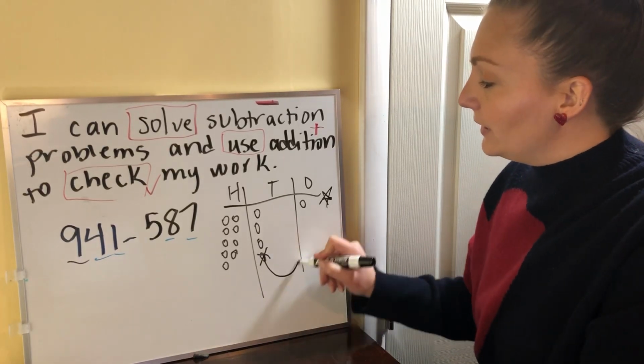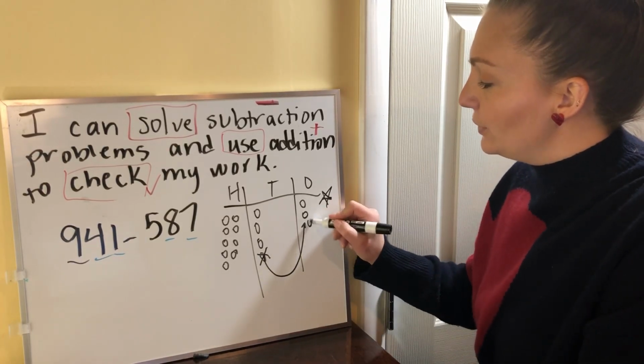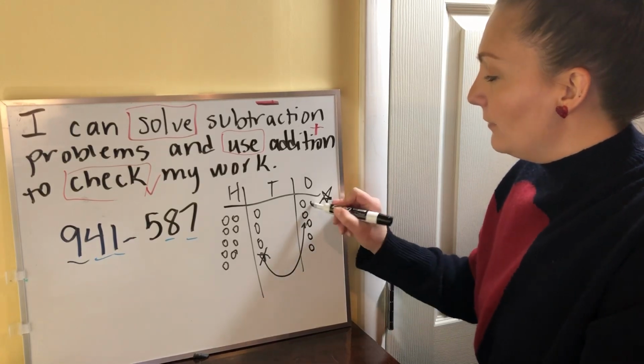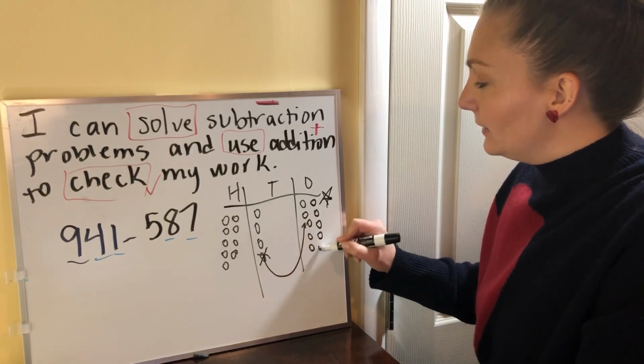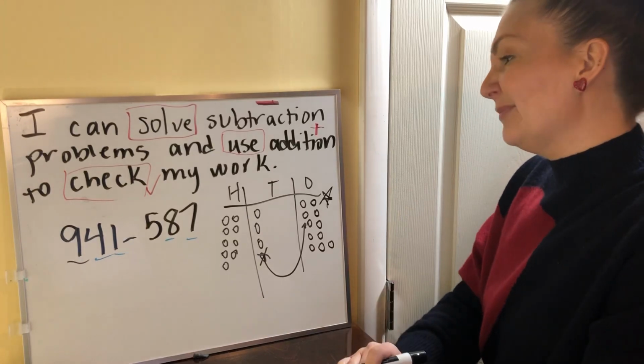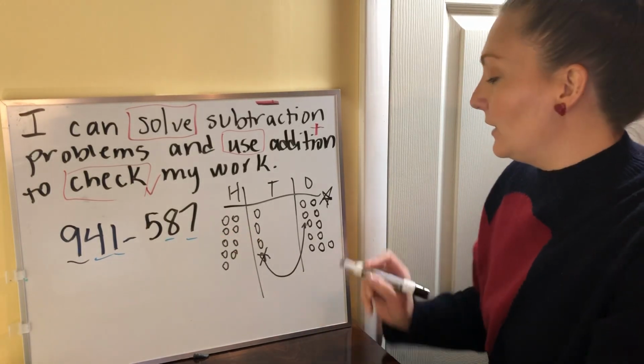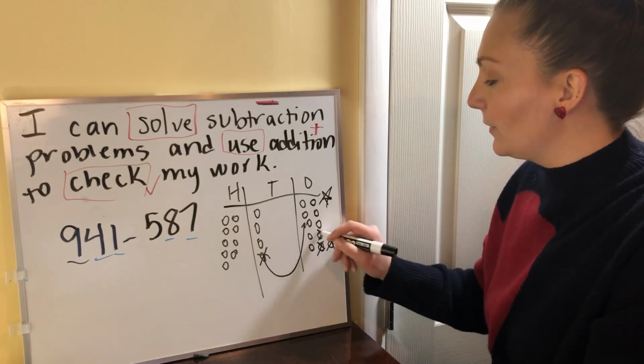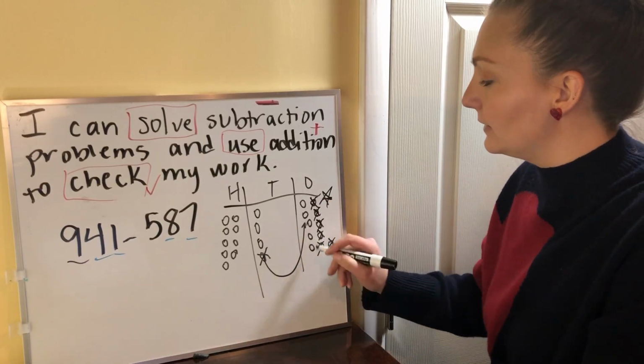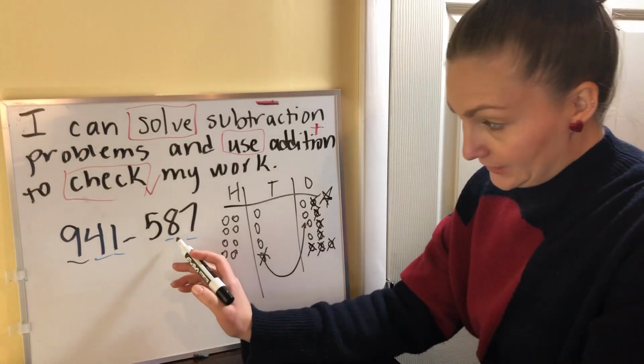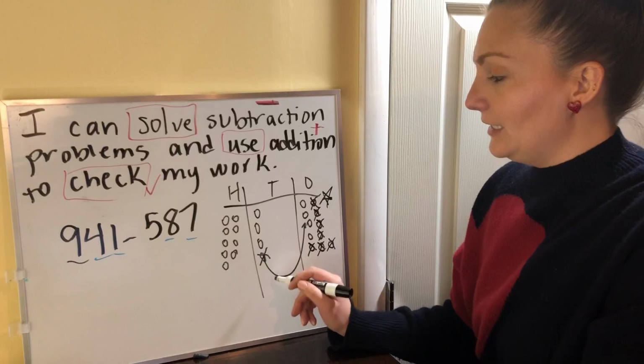So I'm going to be really clear here about what I'm doing. 1, 2, 3, 4, 5, 6, 7, 8, 9, 10. Now I can take away 7. 1, 2, 3, 4, 5, 6, 7. Now it's time to take away 10s. Can I take away 8 10s?